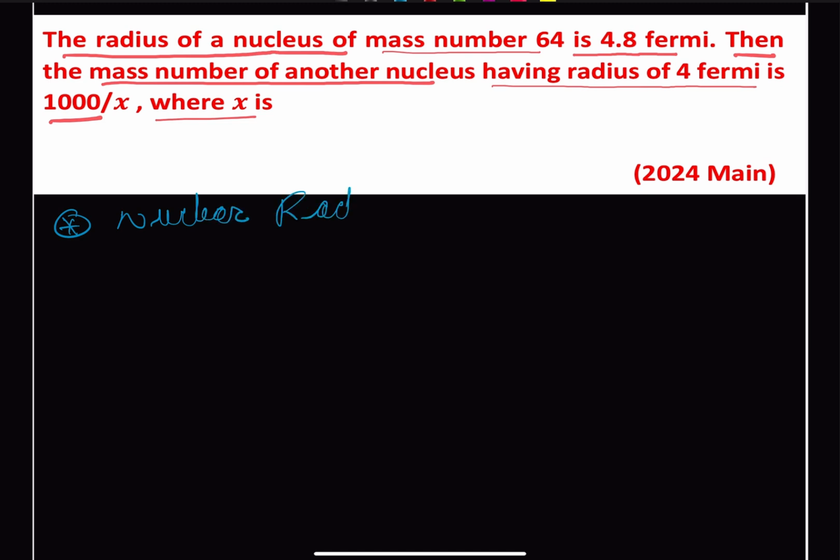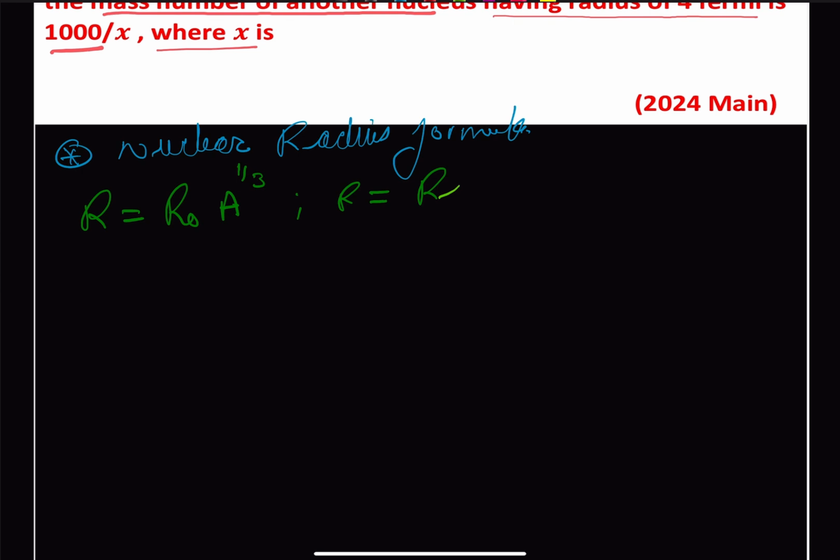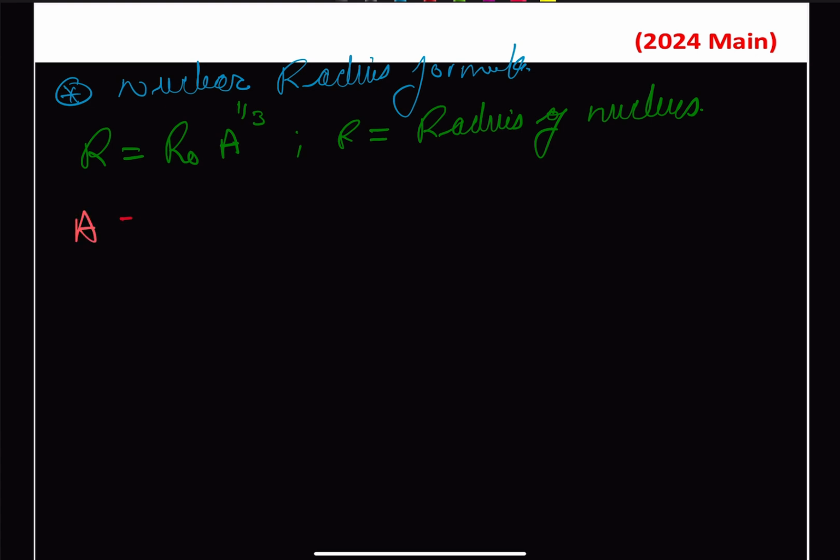Nuclear radius formula, and it gives us that r is equal to r naught A raised to the power 1 by 3, where r is the radius of the nucleus, A is the mass number, and r naught is a constant which is the same for all the nuclei. So r naught is our constant.